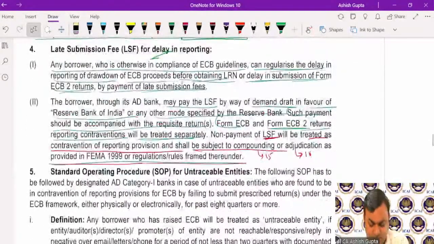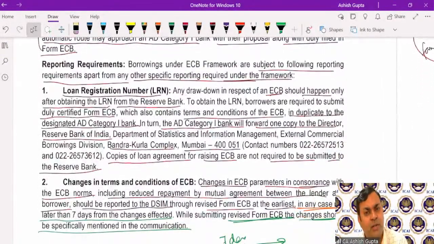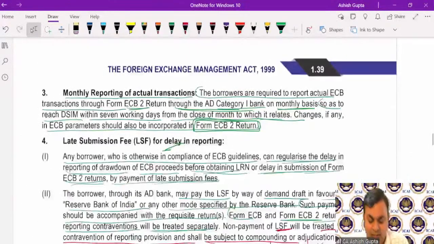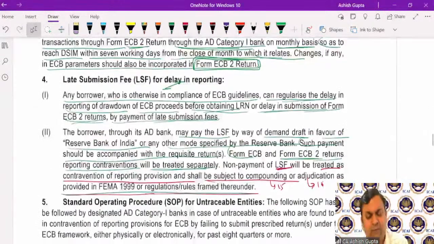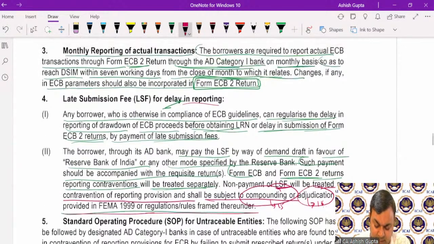Till this, LSF for delay in reporting is clear. You can just go through the first 4 points of reporting requirement. First is LRN number, we need to take from the government department. There is an address prescribed. If any changes, we can do the changes. You need to intimate before the changes, or you can first do the changes, then you can intimate within 7 days. Okay. Monthly reporting of actual transaction, ECB2 return, that is the format prescribed, you need to submit. And if there is a default in submitting, then you need to pay the late submission fees, LSF. And if a person has made any default in payment of LSF, then it will be treated under compounding and adjudication part, means section 15 or 16 will apply in that case. Just go through these points.